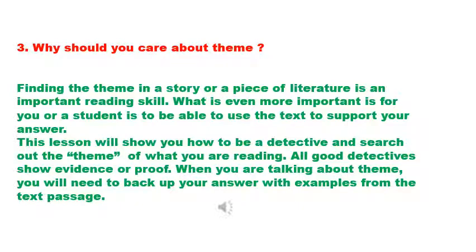Now the third point is why should you care about theme? Finding the theme in a story or a piece of literature is an important reading skill. What is even more important for a reader is to be able to use the text to support your answer. This lesson will show you how to be a detective and search out the theme of what you are reading. All good detectives show evidence or proof. When you are talking about theme, you will need to back up your answer with examples from the text passage.